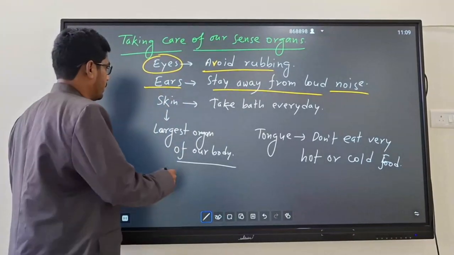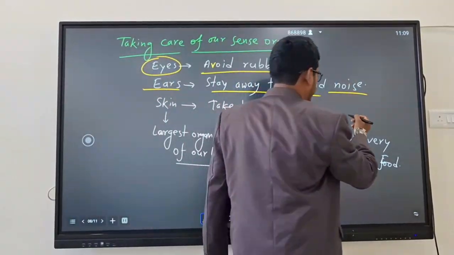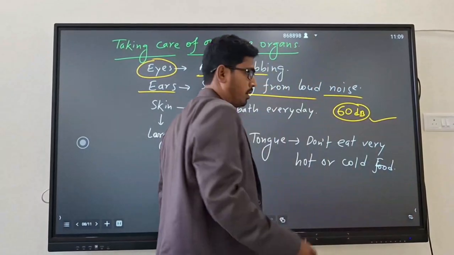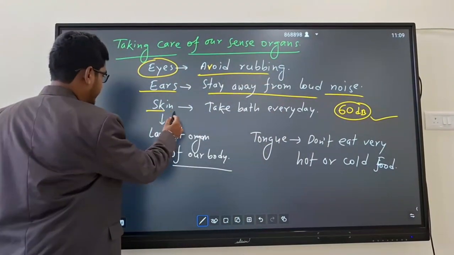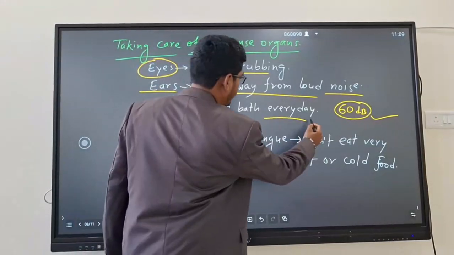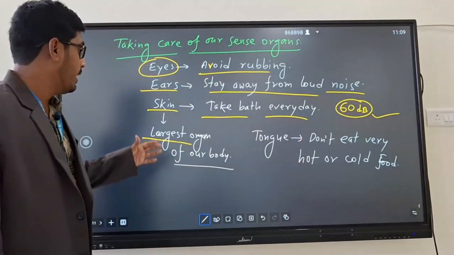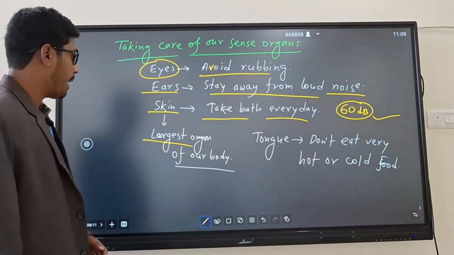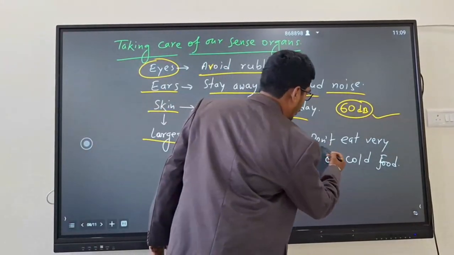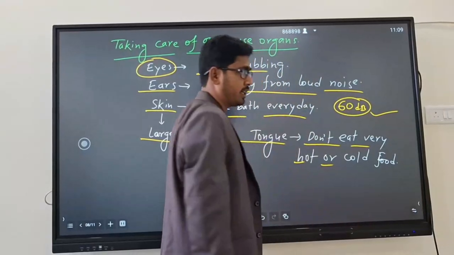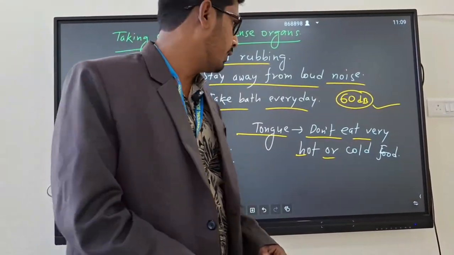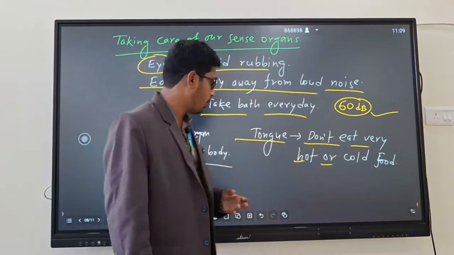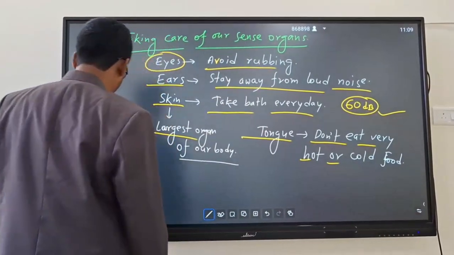If the power of the sound is 60 decibels, then it will be harmful to our ears. Skin is the largest organ. Take a bath every day and clean your body every day. If you do not, then your skin will be damaged. And now the tongue: don't eat very hot or very cold things, as they are harmful to your tongue.